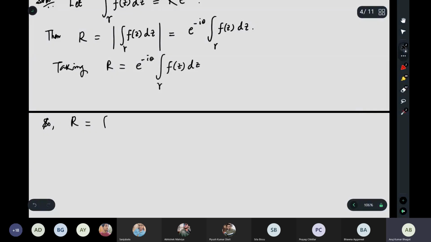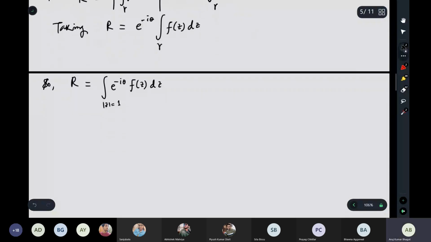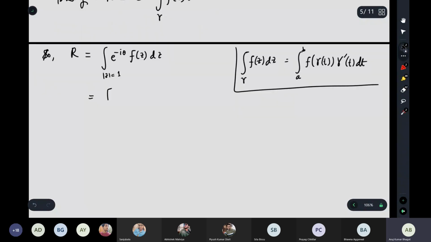r is nothing but the integral over mod z equals to 1, this is the circle given, e to the power minus I theta fz dz. So apply the definition of integral. What is integral over gamma fz dz? This is the integral of f of gamma t times gamma prime t dt. I'll use this result here. So what will this be here? Integral over 0 to 2 pi e to the power minus I theta remain as it is, f of gamma t is e to the power it, for the derivative of e to the power it. The derivative of e to the power it is e to the power it times I dt. Is it correct? Please check once.